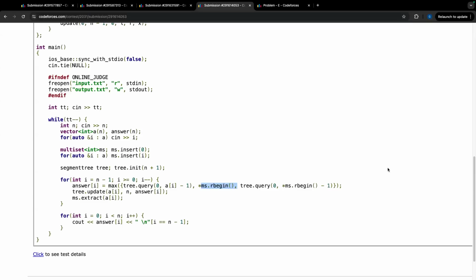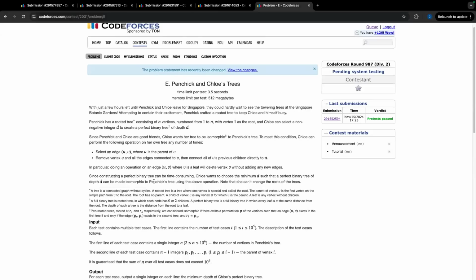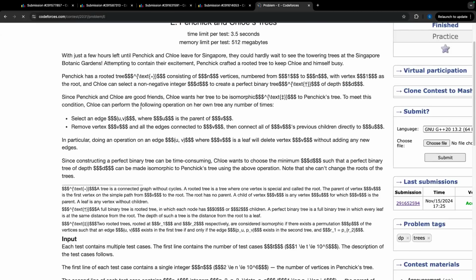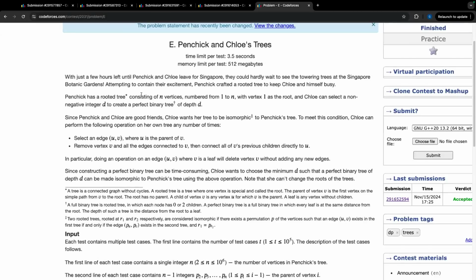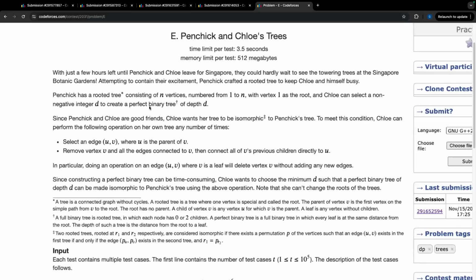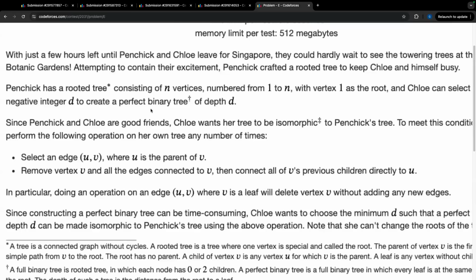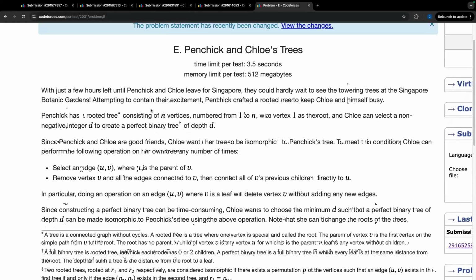Okay. So guys, let's look at the next problem, which is Penchick and Chloe's Trees. It got accepted, which is great. This is one of my favorite problems. It required a lot of brainstorming, but it's a very exciting problem. Let's see what the problem says.